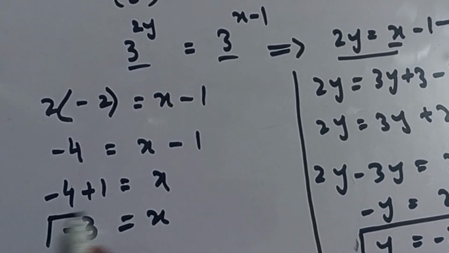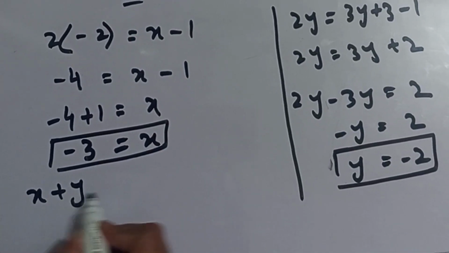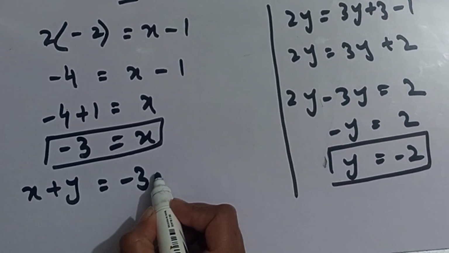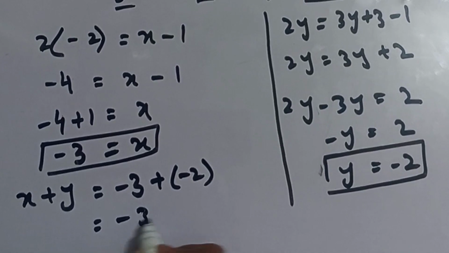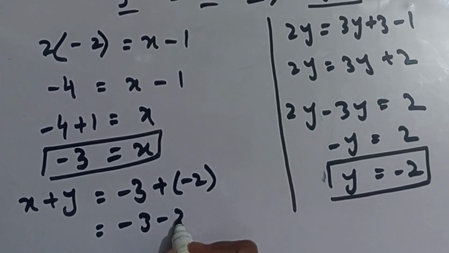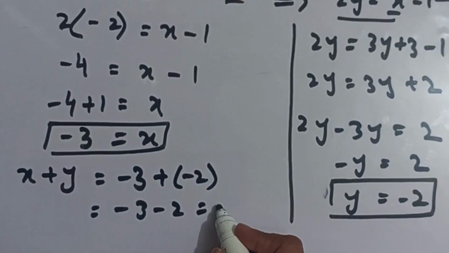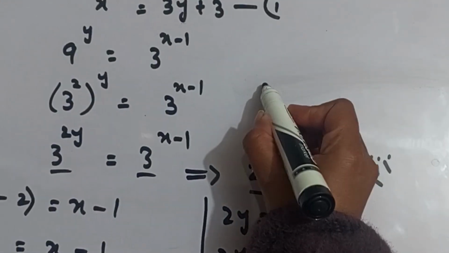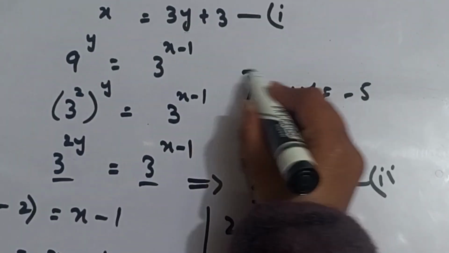So in our question, the value of x is minus 3, and we find the value of x plus y. So this is minus 3 plus minus 2, and minus 3 and minus 2 is equal to minus 5. So in our question, the value of x plus y is equal to minus 5, and we have done.